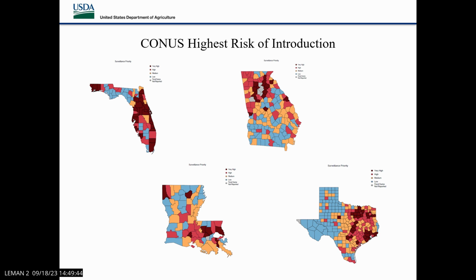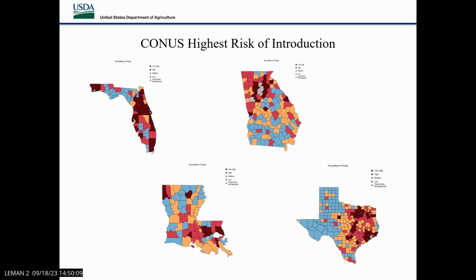So not surprisingly, they're 4 Gulf Coast states: Florida, Georgia, Louisiana, and Texas. The blue, orange, and red are associated with low, medium, and high priority from a national surveillance perspective. And then the kind of muddy red-brown color in there is our very high-risk counties. And so in May of 22, we stood up active surveillance for ASF and CSF in those areas.